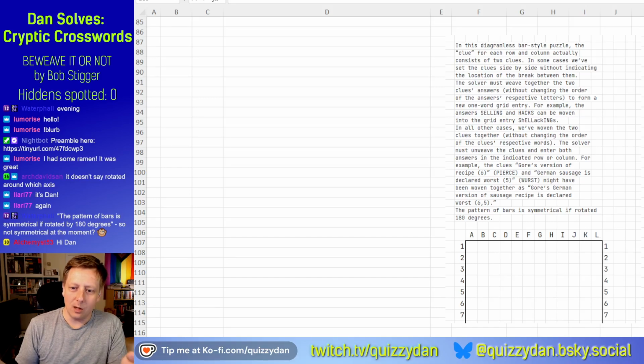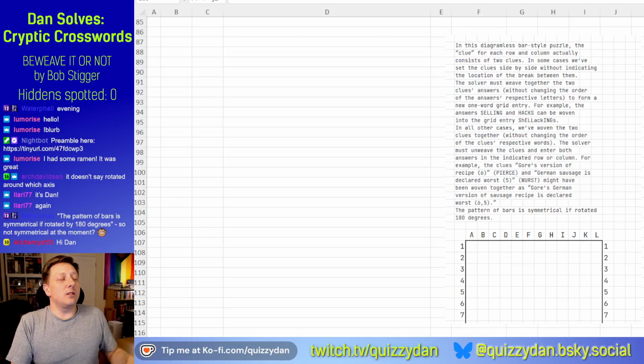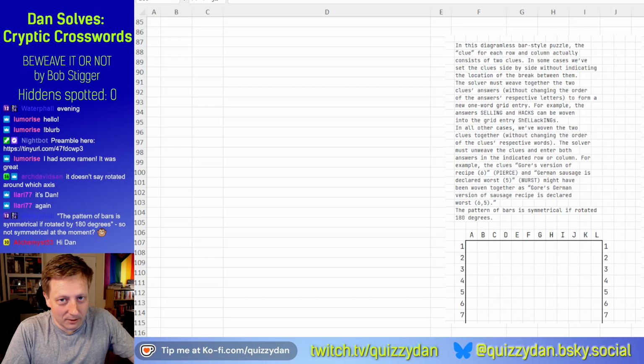In all other cases, we've woven the 2 clues together without changing the order of the clues' respective words. The solver must unweave the clues and enter both answers in the indicated row or column. For example, the clues Gore's version of recipe and German sausage is declared worst, which have the answers Pierce and worst, might have been woven together as Gore's German version of sausage recipe is declared worst. The pattern of bars is symmetrical if rotated about 180 degrees.